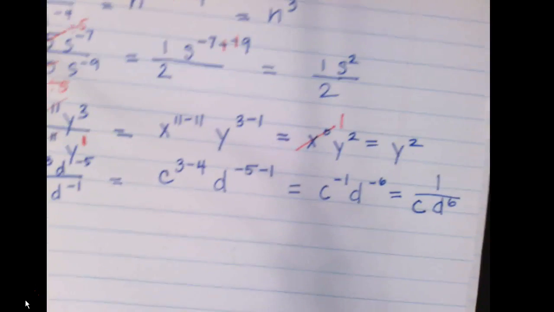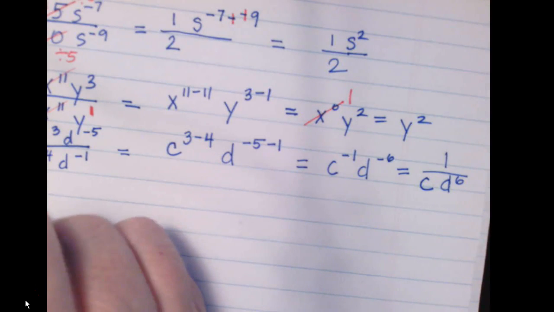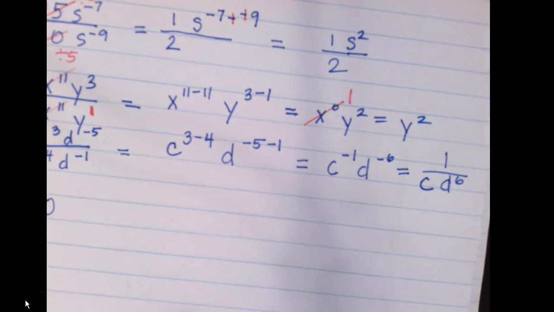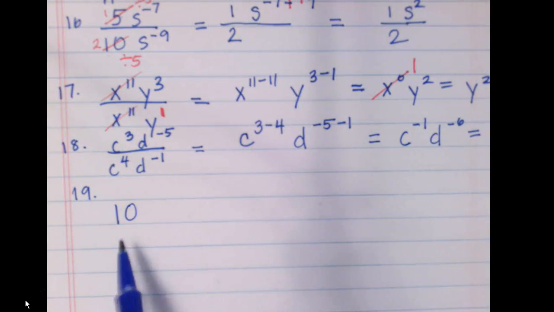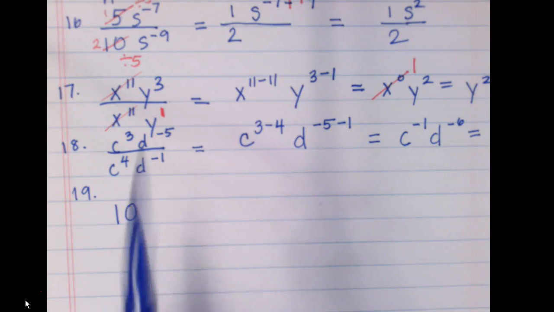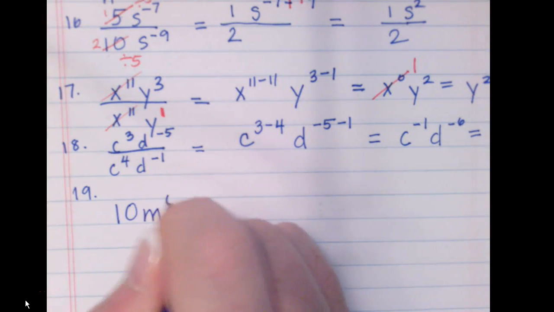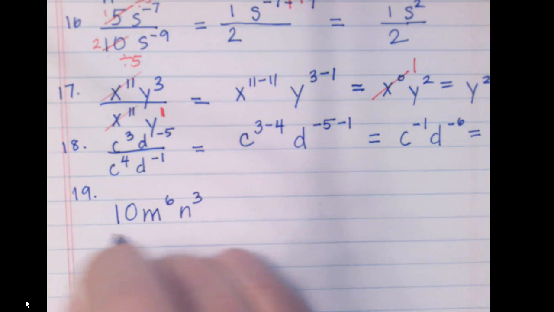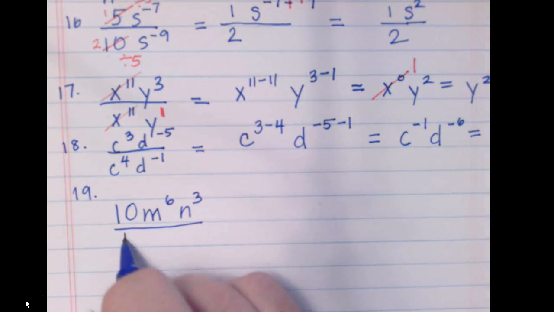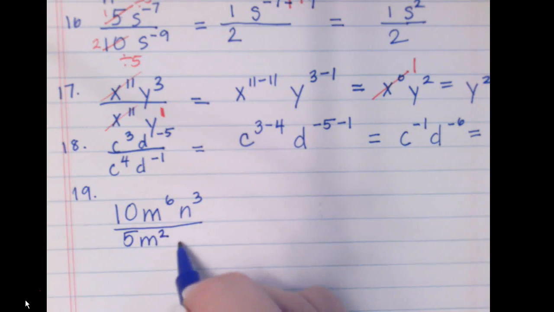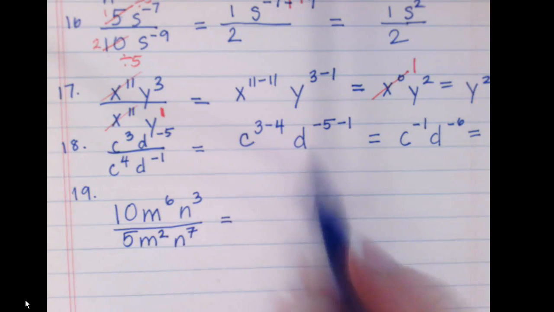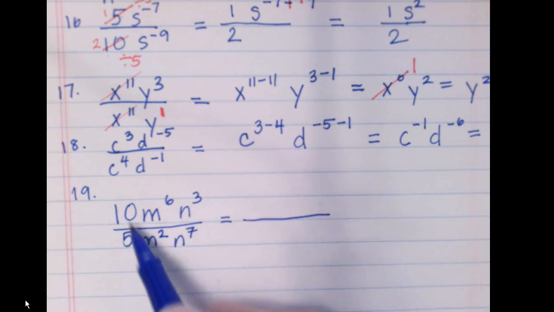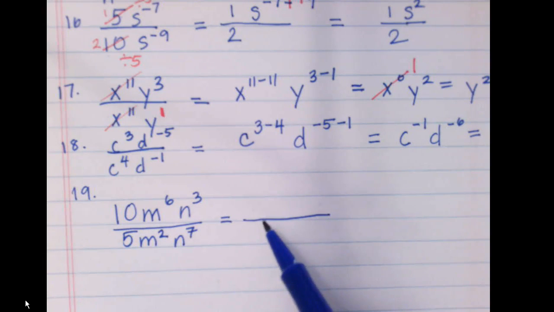In number 19, I'm going to drop down one line just so it's not all crowded up in there. Oops, I turned my camera. So I've got 10m to the 6th, n to the 3rd, over 5m squared, n to the 7th. So once again, my 10 and my 5 don't have any exponents, so I'm going to divide those just like plain old numbers.